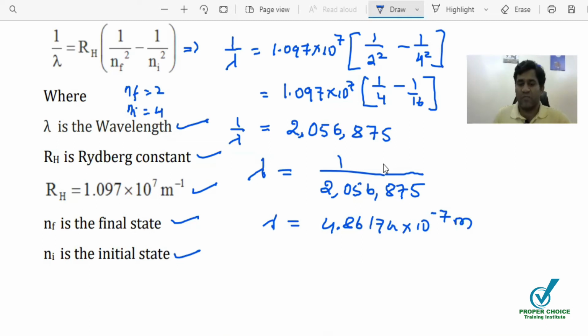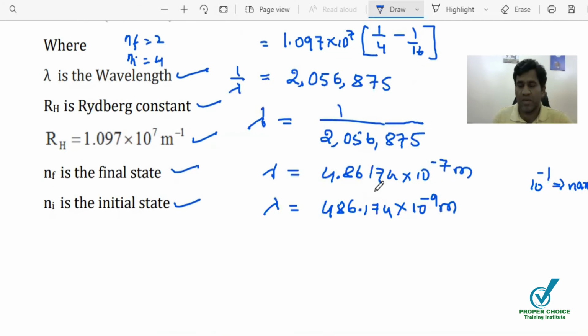So this 4.86174 into 10 to the power negative 7 meter can be converted into nanometer just by shifting the digits two places to the right. So this can also be written as lambda equals 486.174 into 10 to the power of negative 9 meter, and 10 to the power negative 9 is called nano. 1 into 10 to the power negative 9, its value is said to be a nano.